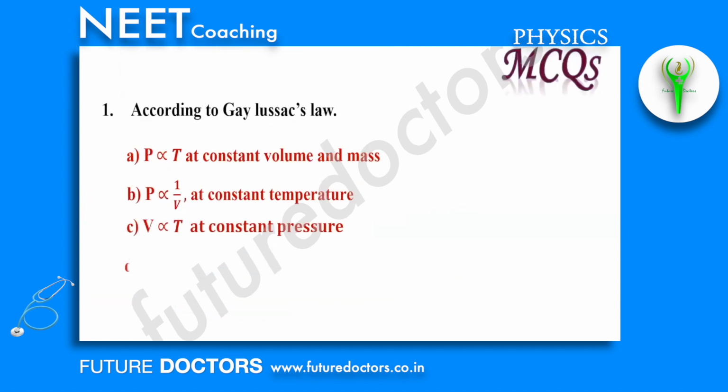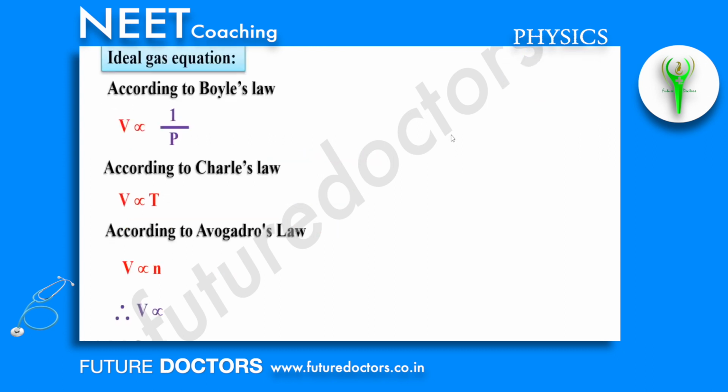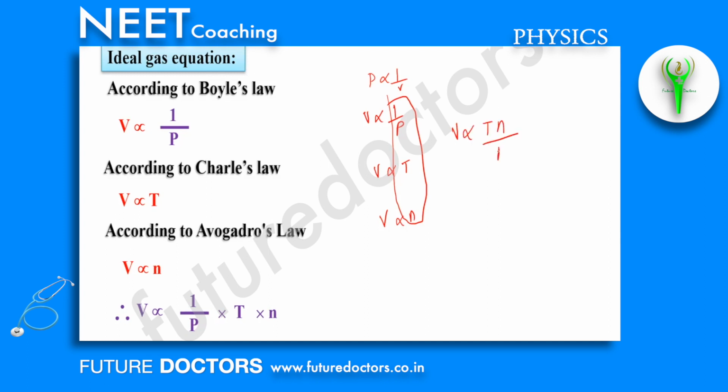According to Gay-Lussac's law, which is the correct option? By combining all the gas laws, we are going to write the ideal gas equation. V is inversely proportional to P. V is directly proportional to T. V is directly proportional to n. So V is directly proportional to nT by P. If you remove the proportionality sign, we get a constant R: V equals RnT by P, or PV equals nRT.